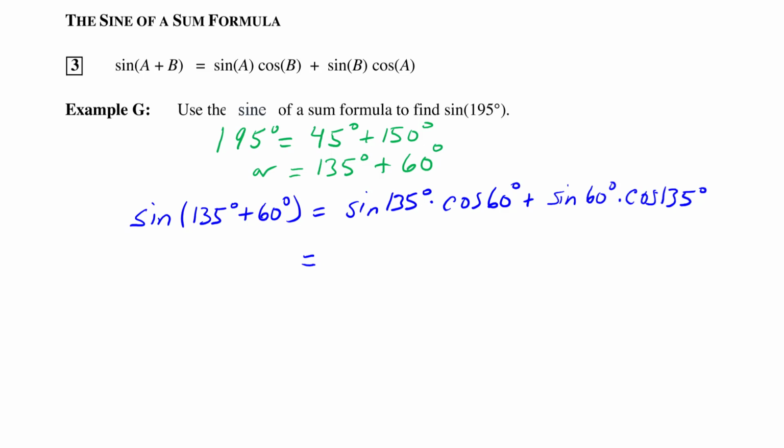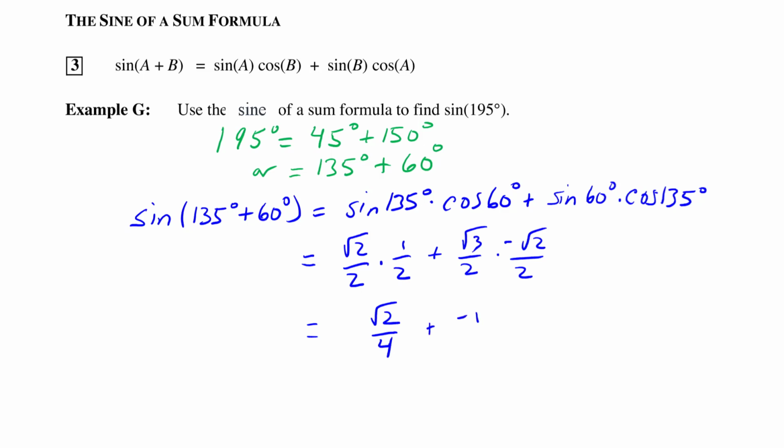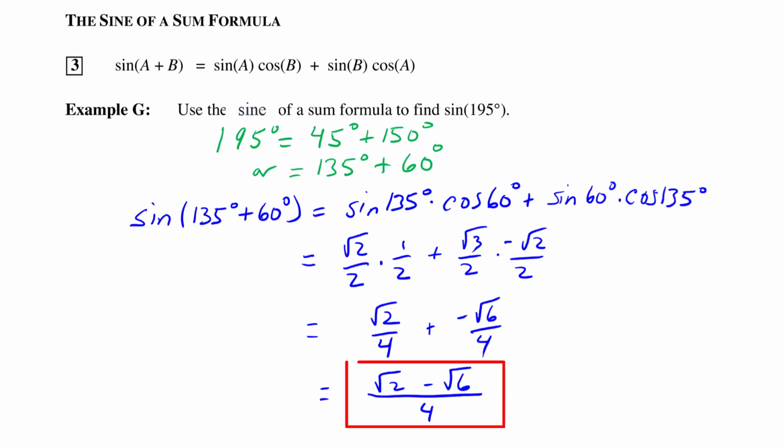Evaluating each, sine of 135 is square root of 2 over 2. Cosine of 60 is 1/2, plus sine of 60 is root 3 over 2 times cosine 135. That's a negative square root of 2 over 2. Again, we can multiply these fractions, and you're actually going to see some familiar numbers. Get plus negative root 6 over 4. And, of course, having a common denominator 4, they can combine into a single fraction. But again, the numerator values, the square root of 2 and square root of 6, cannot combine. They are not like radicals.